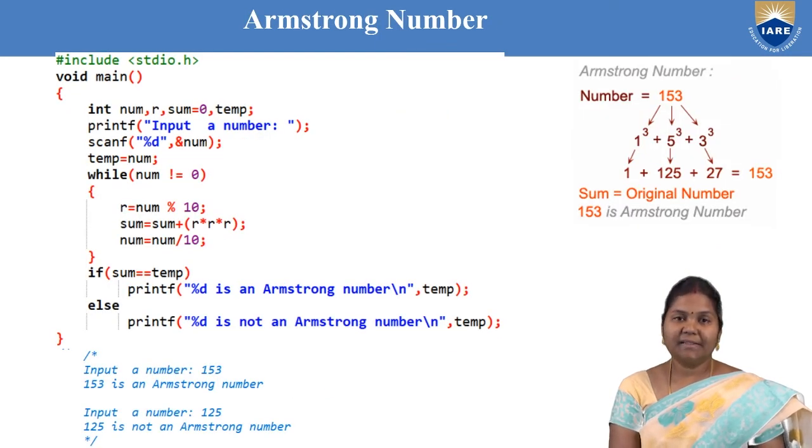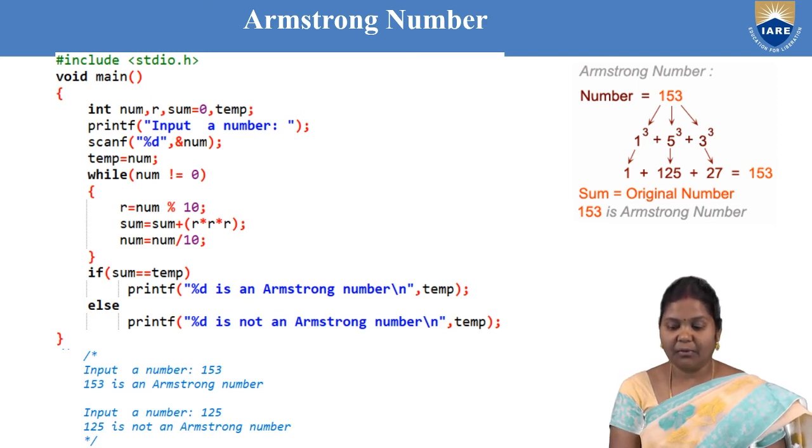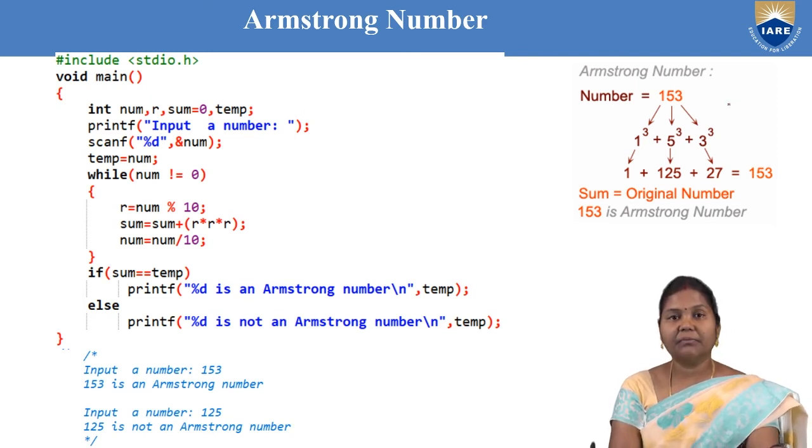Now, the next example that we are considering using loop is Armstrong number. So read a number and check whether the number is an Armstrong number or not. So what is an Armstrong number first? Suppose if you consider the number 153. So the logic of Armstrong number is find the individual digits of the number and cube it. After cubing, you sum it up.